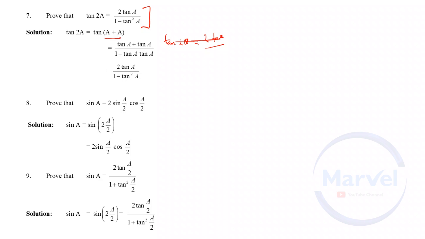Now I will prove the tan 2a formula. Tan 2a equal to tan of a plus a. What is the tan a plus b formula? Tan a plus tan b by 1 minus tan a tan b. Here a and b are equal. So tan a plus tan a, 2 tan a, into tan a, tan square a. So 2 tan a by 1 minus tan square a. Apply the tan a plus b formula and simplify the numerator and denominator separately.